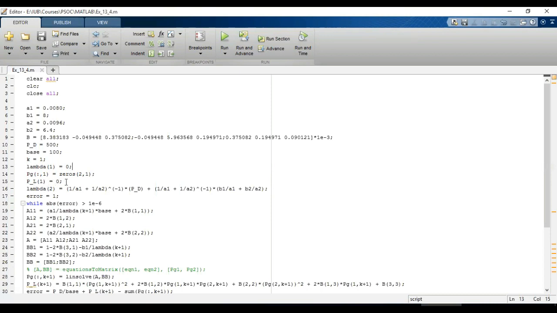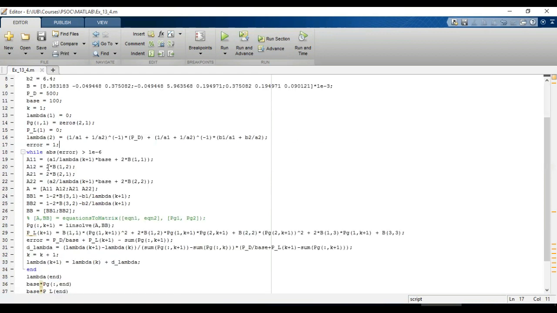This is P loss, which is also initialized as 0, and lambda at 2 is actually calculated using the expression which we discussed in our previous lecture, and error has been initialized with a value of 1. Then we will use this while loop, and in this while loop we have put a condition on the error. So as long as the error remains higher than 10 raised to power minus 6, this iteration will go on.